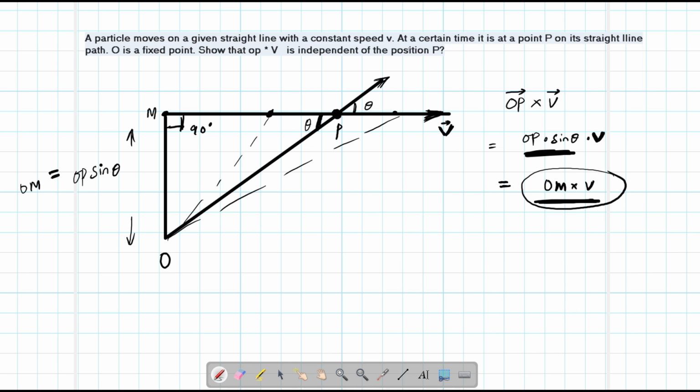So that's why it is written that OP cross v is independent of the position of P. Whatever be the position of P, this OM value, which is OP sin theta, is constant. So the final output is OM into v, which is a constant value.